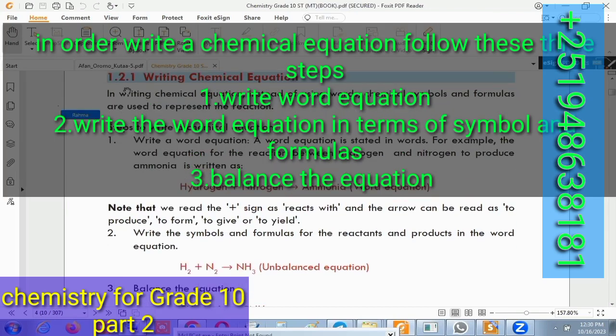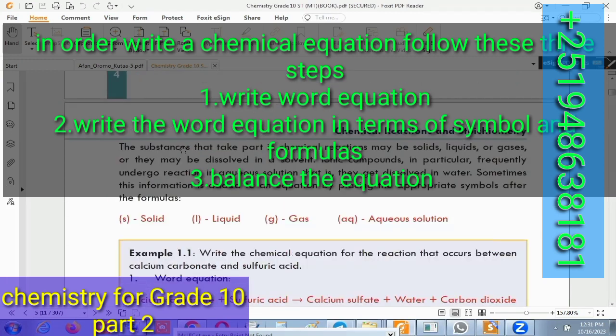First write a word equation, then write that word equation in terms of symbols and formulas, and finally balance the equation.